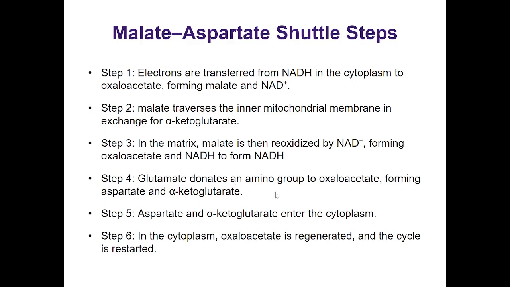Step 4, the glutamate is going to donate an amino group to the oxaloacetate. This is going to form aspartate and alpha-ketoglutarate. Step 5, aspartate and alpha-ketoglutarate are going to enter the cytoplasm. Step 6, in the cytoplasm, oxaloacetate is going to be regenerated, and the cycle will be restarted. And this is why it's called the malate aspartate shuttle: aspartate on the cytoplasm side, malate on the mitochondria side, right?